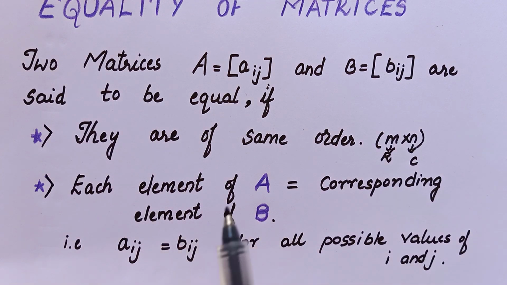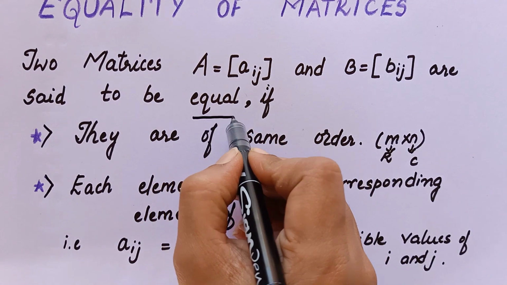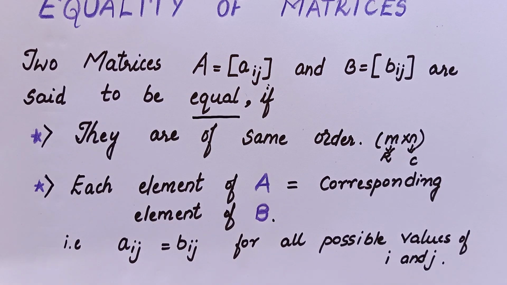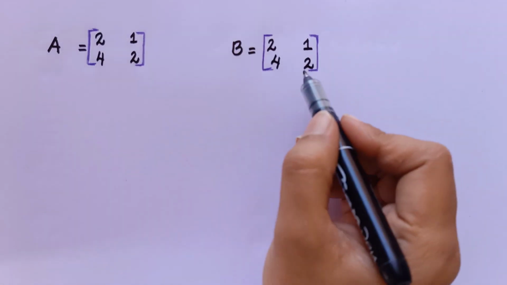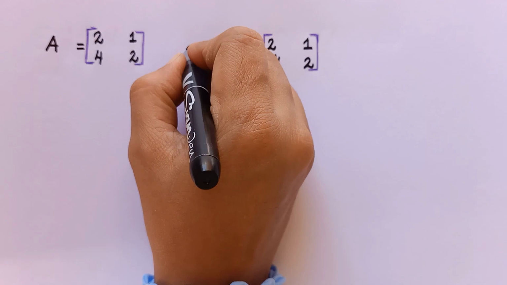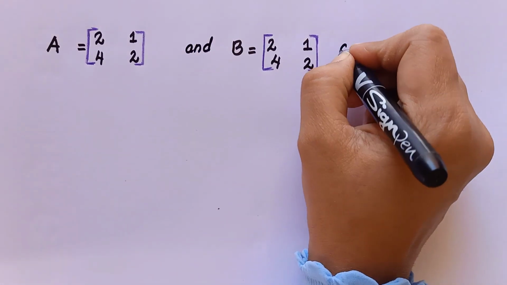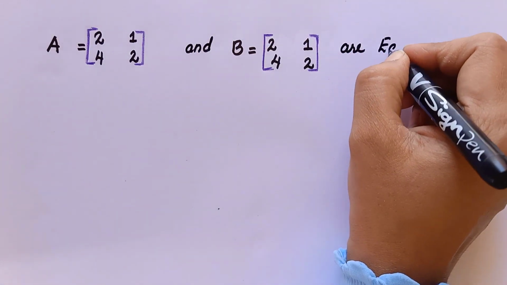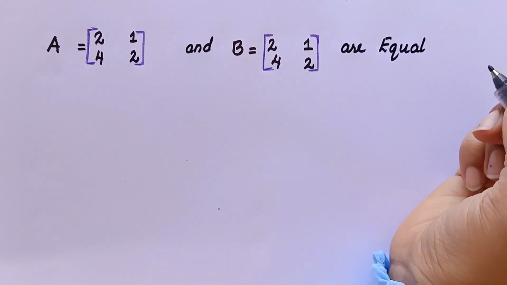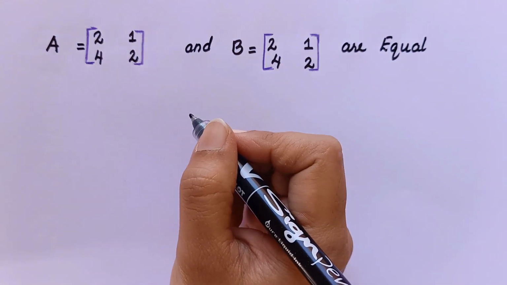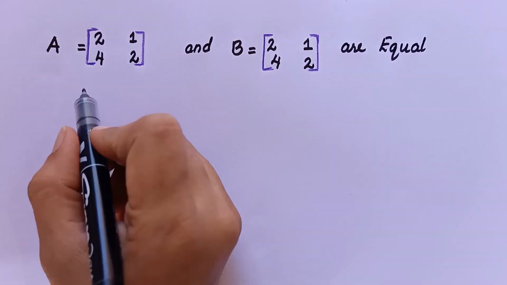See here. You can say the two matrices are equal if they are of the same order and if the corresponding elements are equal. Now we'll take an example here where A equals 2 1 4 2 and B equals 2 1 4 2. Now here A and B are equal. How can you say that these two are equal? They should satisfy the two conditions.